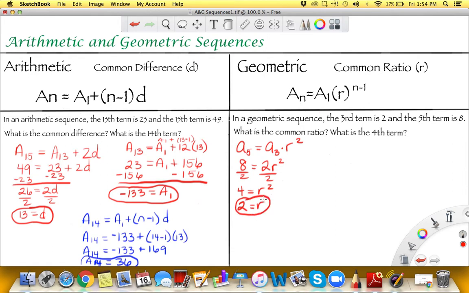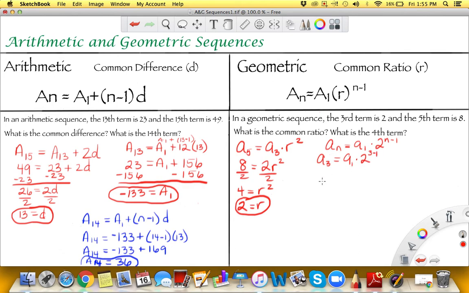Okay? Now I can tell that since the third term is 2 and the fifth term is 8, that is the reason why I can use positive 2 versus negative 2, because the sequence is growing. So now that we have the common ratio, we need to find the fourth term. And in order to do that, we now can say that a sub n is equal to a sub 1 times 2 to the n minus 1 power. So this is our explicit formula to find any term in this geometric sequence. So we're going to take the third term, and we're going to say a sub 1 times 2 to the 3 minus 1 power.